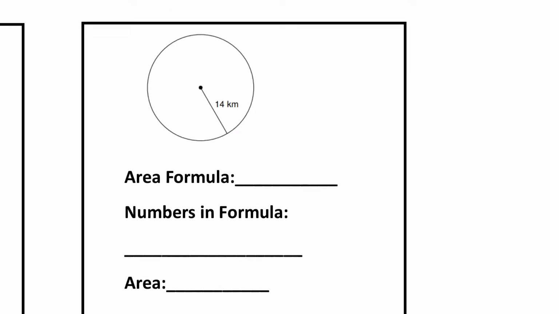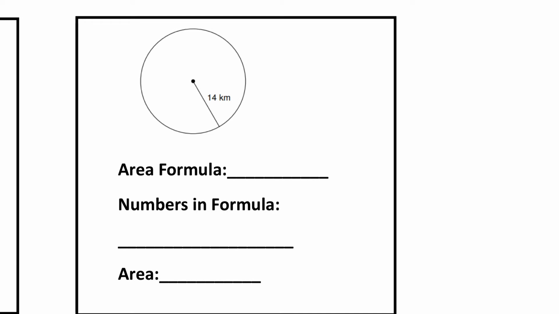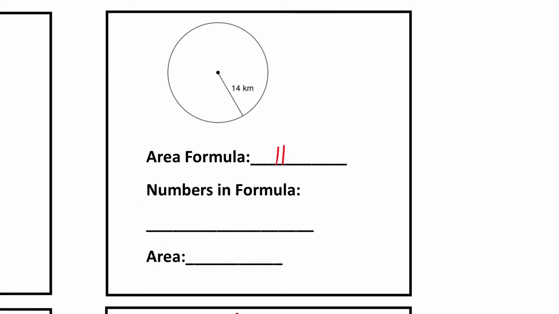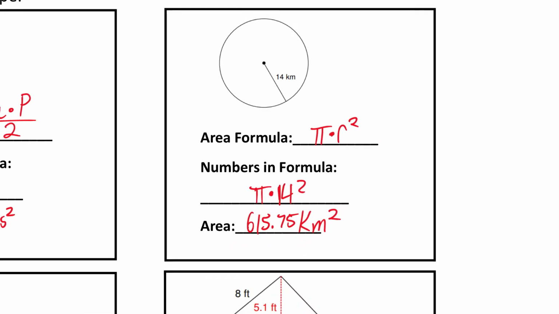Okay, so on the next one here, how do we find the area of a circle? Pi r squared. So on this one, obviously, it's going to be pi times 14 squared. What is pi times 14 squared? Okay, 615.75 square kilometers.